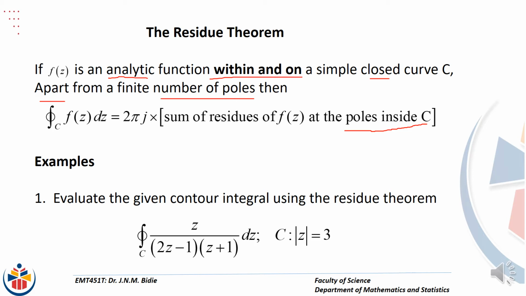Here is an example, the same example that we used partial fractions on, and using Cauchy's integral theorem on. We're using it to check whether it's going to give us the same answer. Note that the region is the same, modulus of z equal to 3.